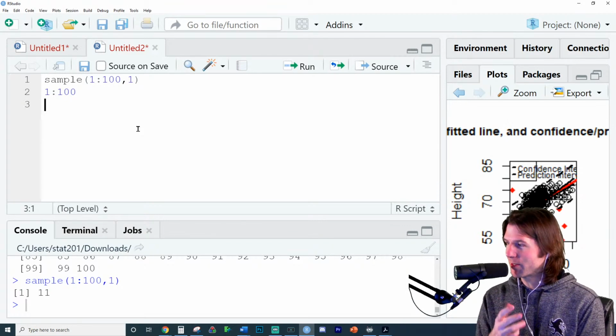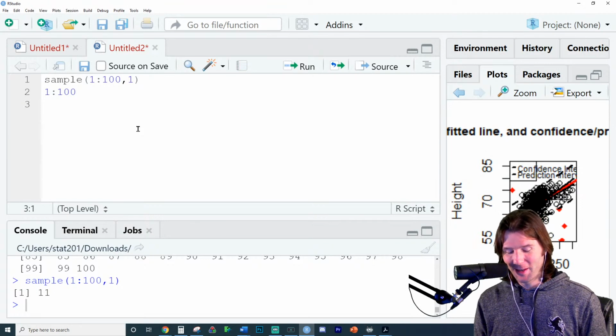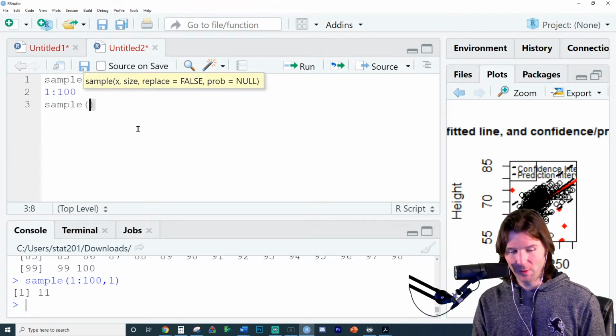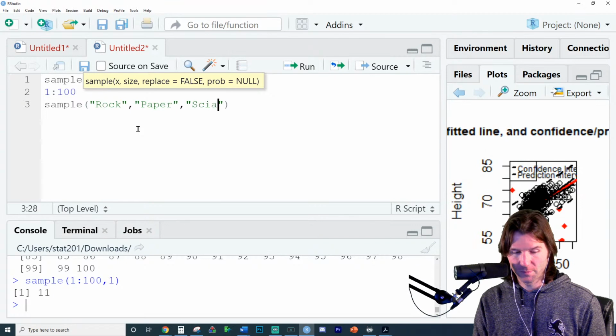Man, everyone knows rock, paper, scissors. That's such an old game. So we go here to sample. I wonder who made rock, paper, scissors. Like the first person was like, I'm making this game called rock, paper, scissors.